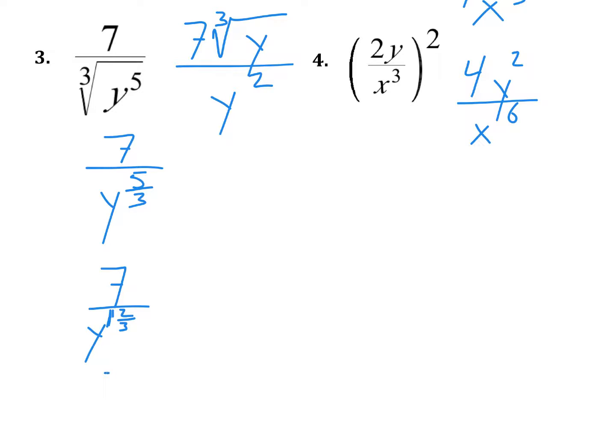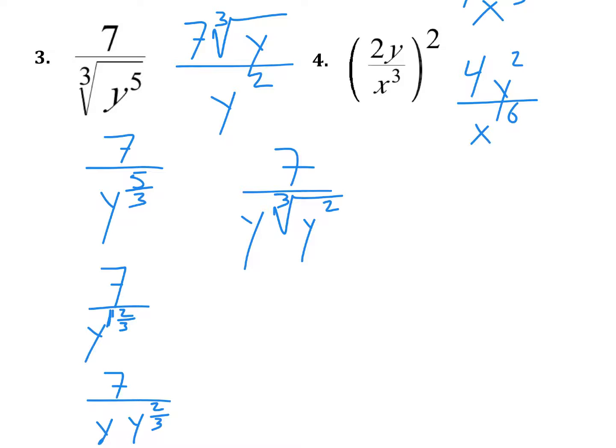Which then becomes 7 over y times y to the 2/3. And this is why we needed so much more room. I'll just pick up next to it. And so that would give us 7 over y times the cube root of y squared. Personally, I think this is the longer route, but it's okay. Now, what can you multiply the cube root of y squared by to make it into a whole y?